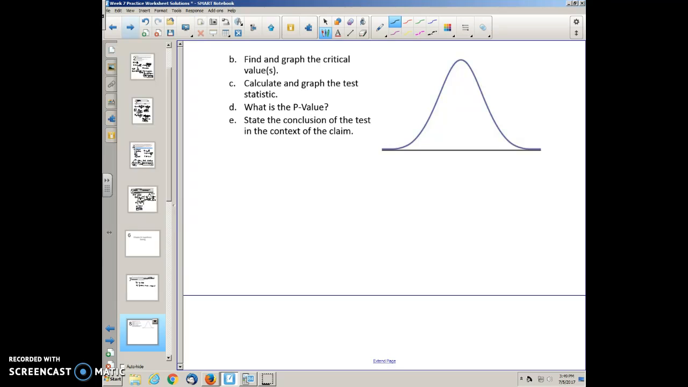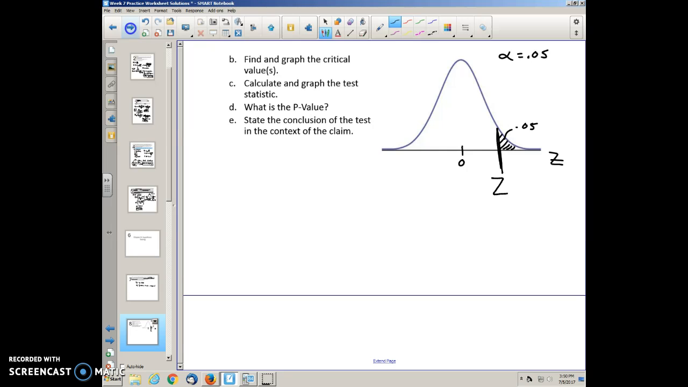Find and graph the critical values. So in the previous page it said that the significance level alpha is 0.05. It is a one-tailed test, and it is right-tailed. It said p greater than 0.15, and that makes it a right-tailed test. We are using the z distribution. The area of this tail then is 0.05.